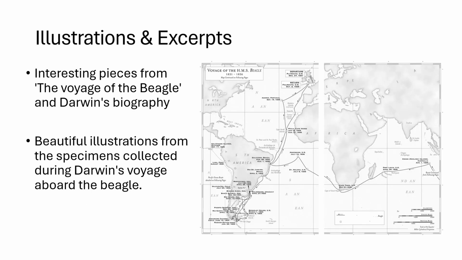I chose to read the illustrated edition of On the Origin of the Species, which contains many beautiful illustrations from the zoology of the Voyage of the Beagle. It also contains excerpts of passages from the Voyage of the Beagle and Darwin's biography, which provide many interesting insights into the concepts which Darwin discusses, as well as an insight into the life of the man.